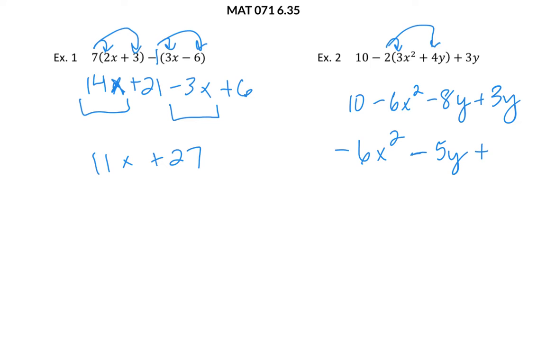And then again, I have this positive 10 I didn't do anything with, so I'm just going to bring down plus 10. You could have put the 10 out front, but traditionally we're going to write the constant last, so it's going to come at the end.